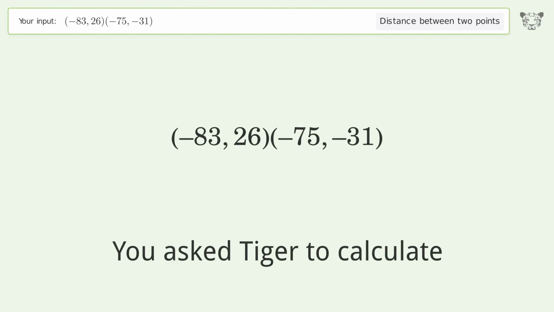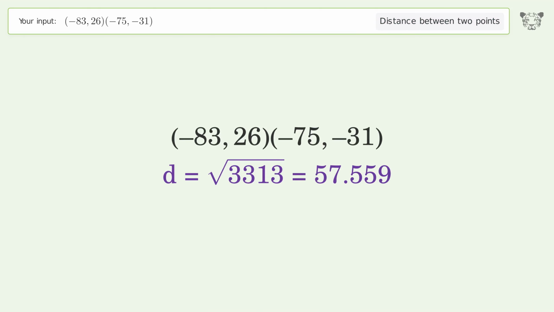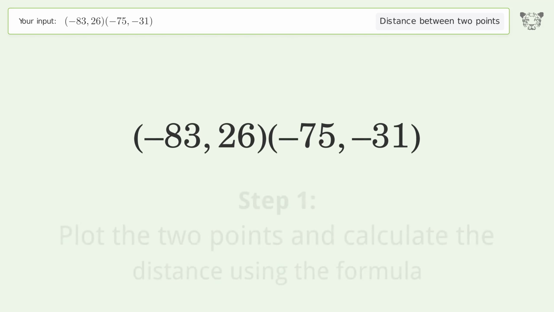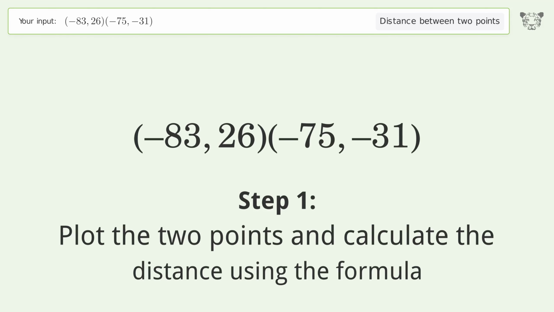You ask Tiger to calculate. This deals with the distance between 2 points. The distance between the 2 points is the square root of 3,313, or 57.559. Let's solve it step by step. Plot the 2 points and calculate the distance using the formula.